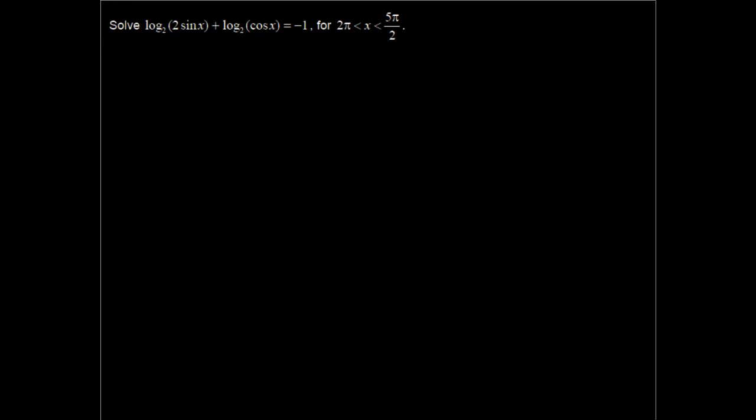So first thing we're going to say is that we can rewrite log to the base 2 of 2 sine x plus log to the base 2 of cos x as log to the base 2 of 2 sine x multiplied by cos x, because when you add logs, it's the same as multiplying the things inside the log, and that will equal -1.